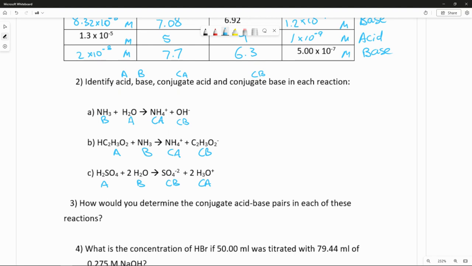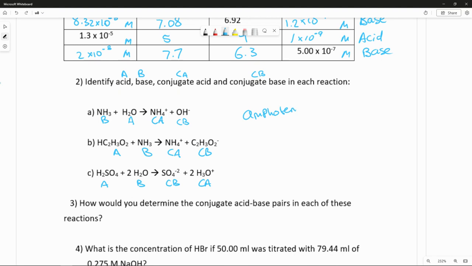Water is actually very special because water can act as both an acid and a base. If we take a look at our third example here, water acts as a base, and if we take a look at the first reaction here, we know that it acts as an acid. So because water acts as both an acid and a base, we know that water is called amphoteric.